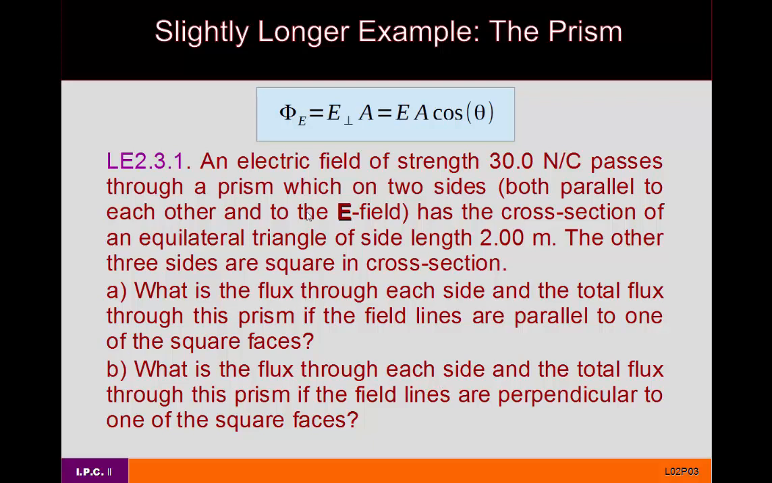We'll start here with a question that says you've got some electric field of some given strength and it's passing through a prism which has a cross section of an equilateral triangle, and the other sides have square cross sections. We want to know what's the flux through each side in two cases. In the first case, the field lines are parallel to one of the square faces. In the other case, they're perpendicular to one of the square faces.